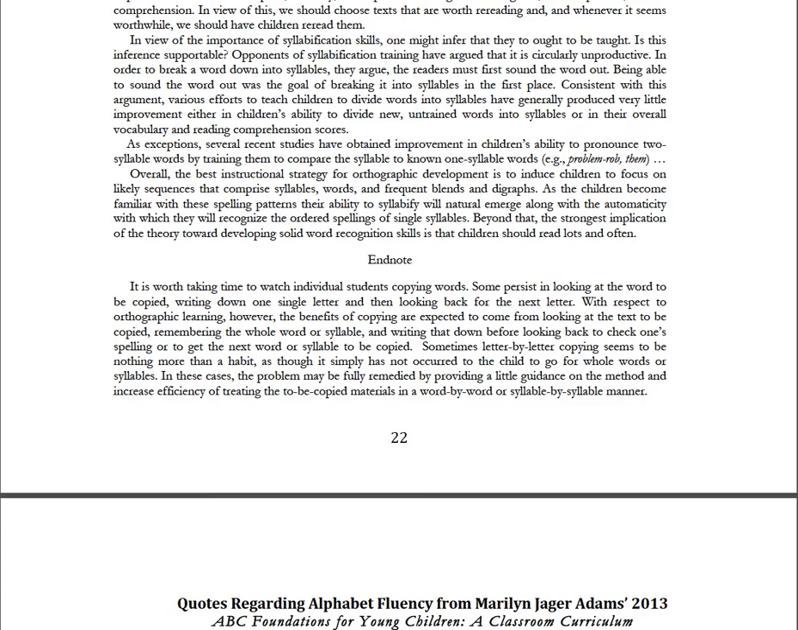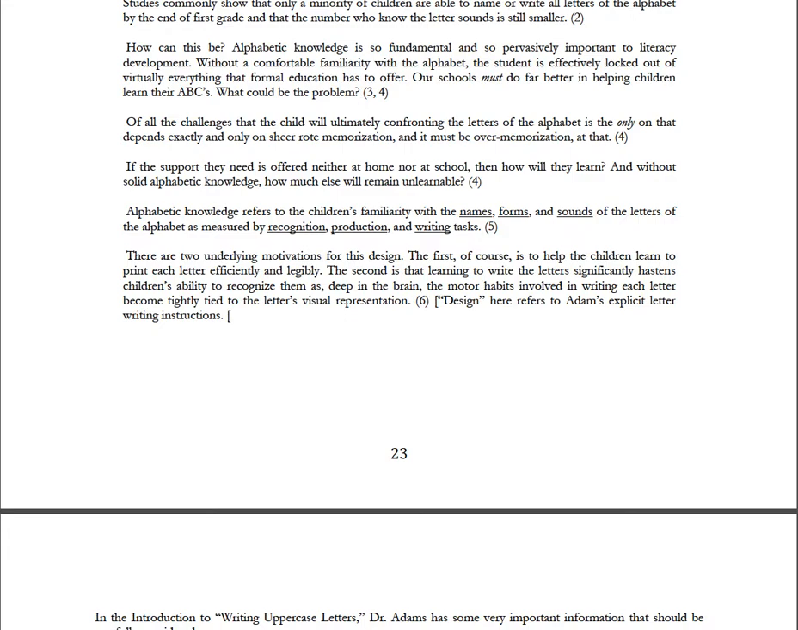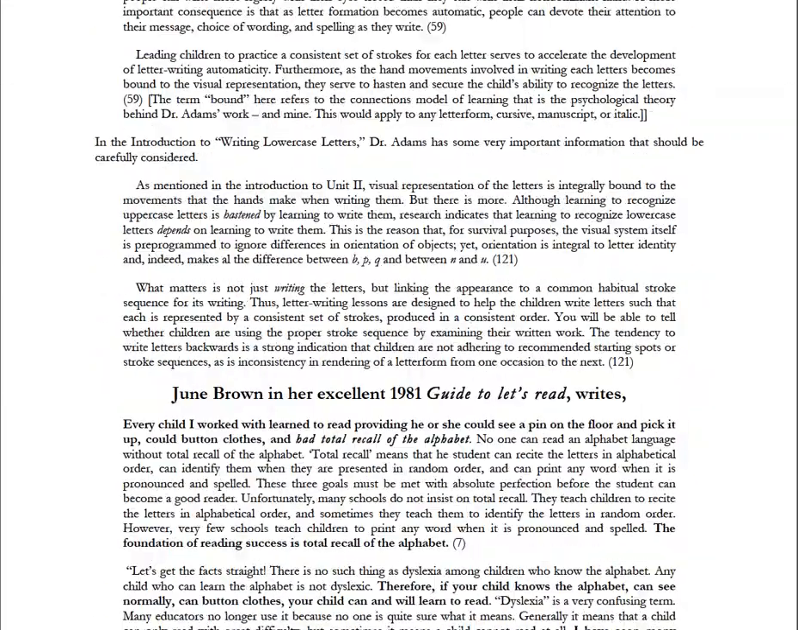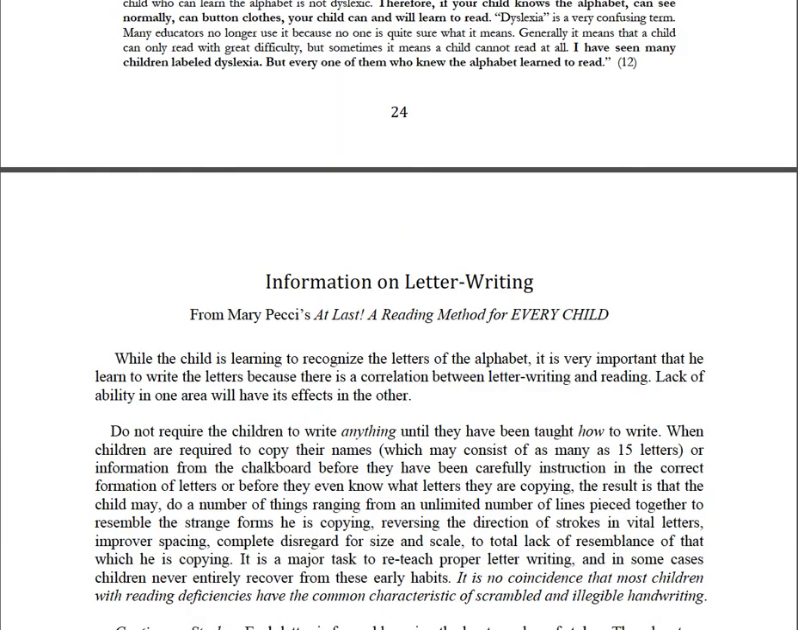And I have a lot of quotes from Miss Adams's book, which I highly recommend that anybody buy. But again, I'm not going to take time to read this. What I want you to do is go to the bottom and click on this document. June Brown, in her guide to Lust Read, had some pretty interesting things to say. She claims that if a student knows the alphabet, can see normally and button close, that your child can and will learn to read. And she says that everyone that learned the alphabet, she calls it total recall of the alphabet. Again, I'm not going to labor that, but it's an interesting book that she wrote. It's not in print anymore.